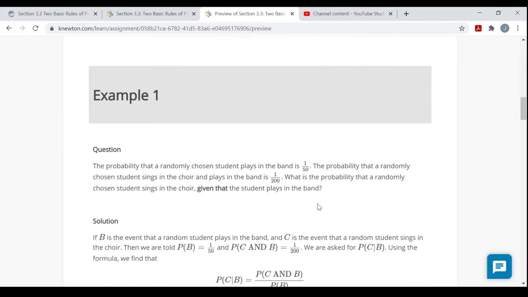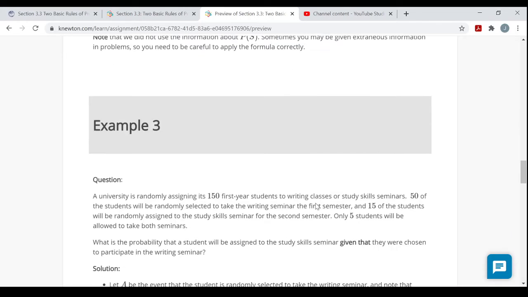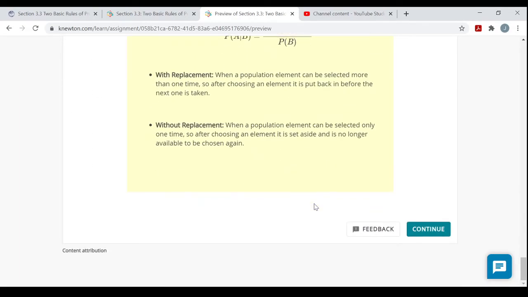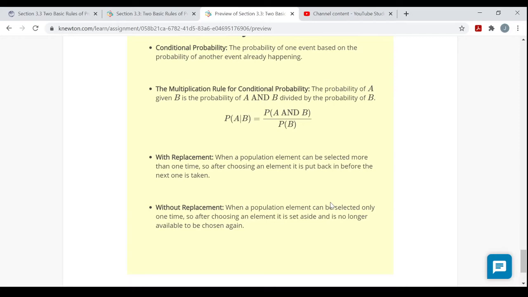So here it is again. They have some examples. I'll let you read the examples on your own when you look at the instruction. There's quite a few there. Now some key terms at the bottom here. These are going to come up quite a bit.